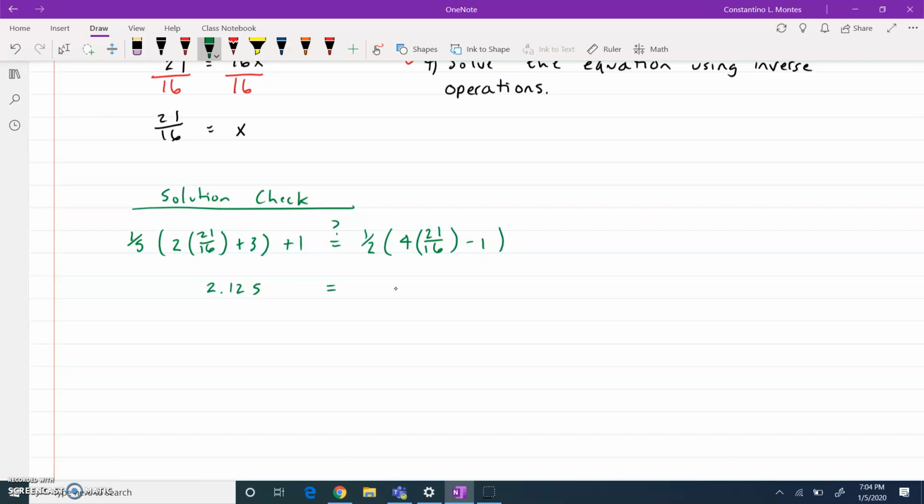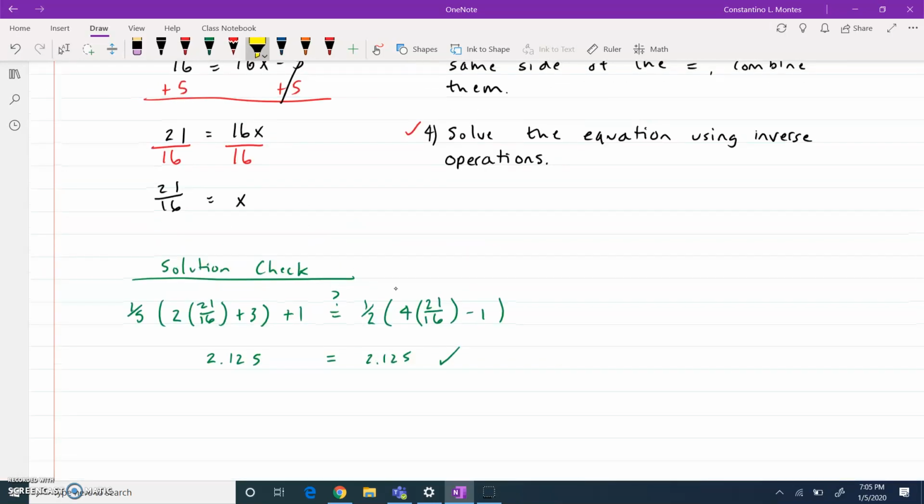If I plug in the right-hand side, I get 1 divided by 2 times 4 parentheses, 21 divided by 16. And remember, if I get the same thing on the right-hand side as on the left-hand side, then my solution is correct. And I got 2.125, which means those two things are in fact equal, which means that this answer right here is correct.